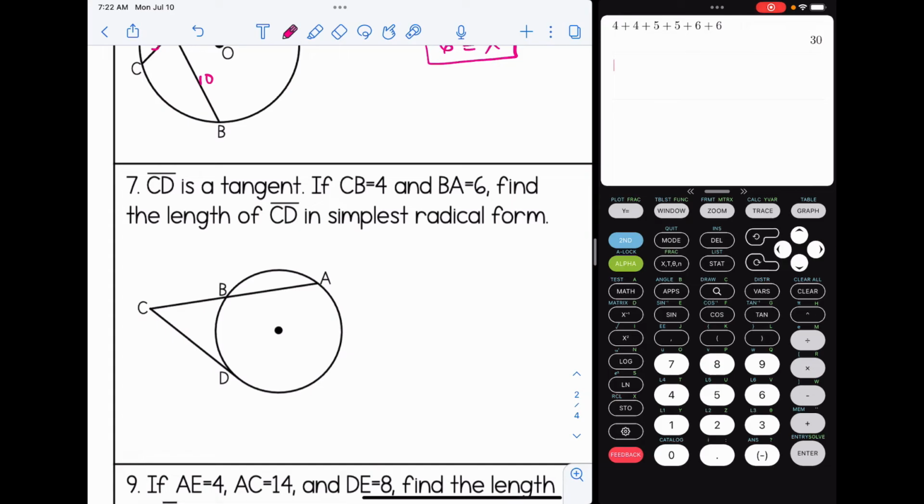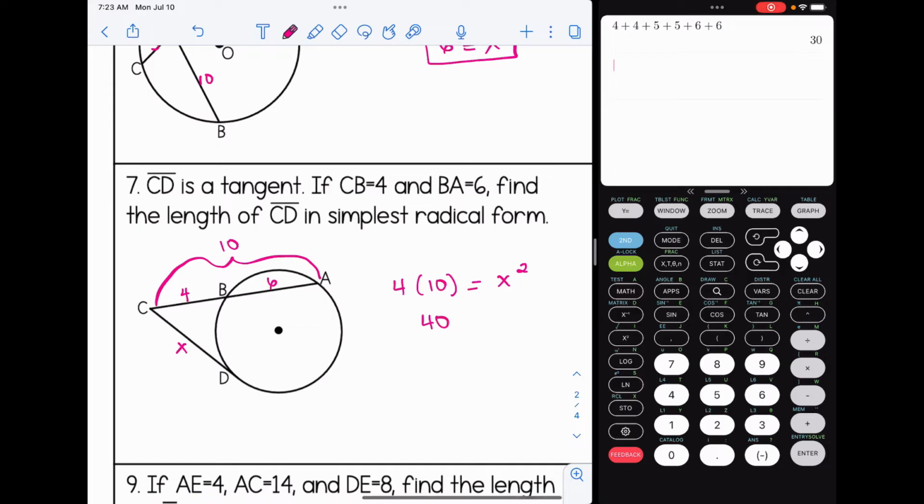Number 7, we know CD is a tangent, CB is 4, BA is 6, and we're going to find the length of CD in simplest radical form. Notice again, like the question before, we weren't given this whole secant, but we can find it really quickly by just adding 4 and 6 together. So the rule for one tangent, one secant, is outer times whole, so 4 times 10 equals tangent squared.